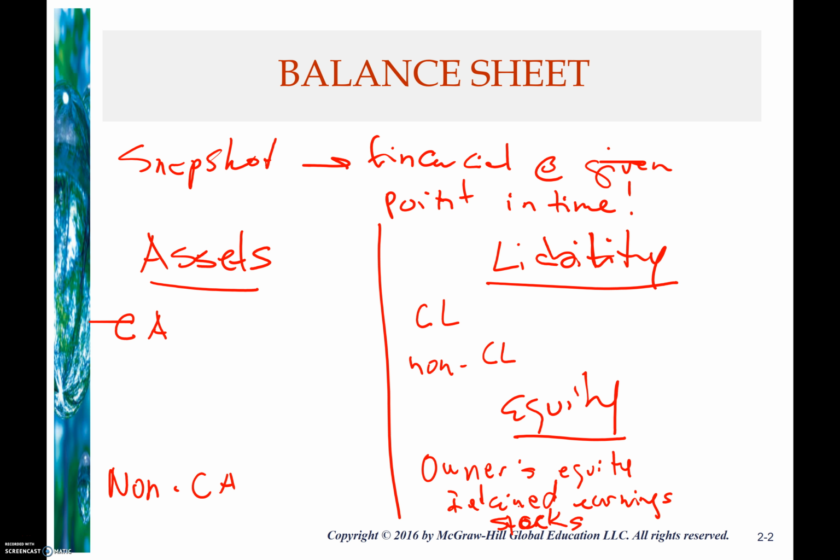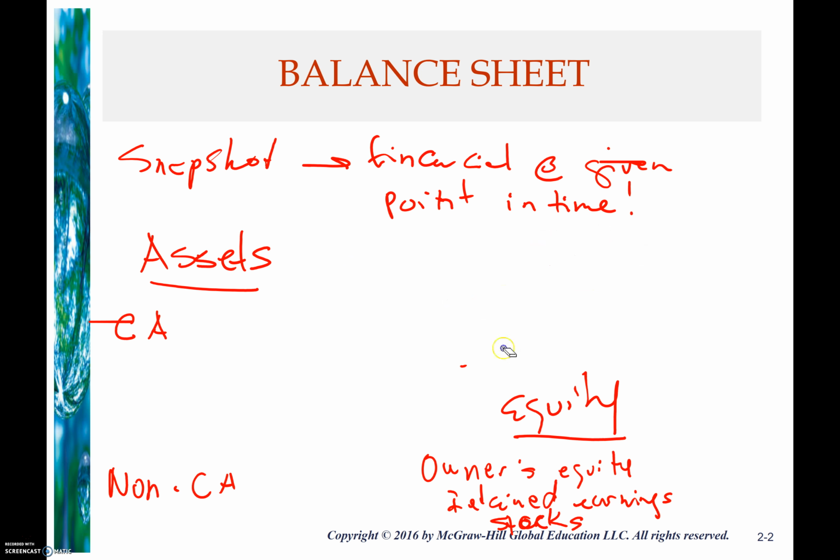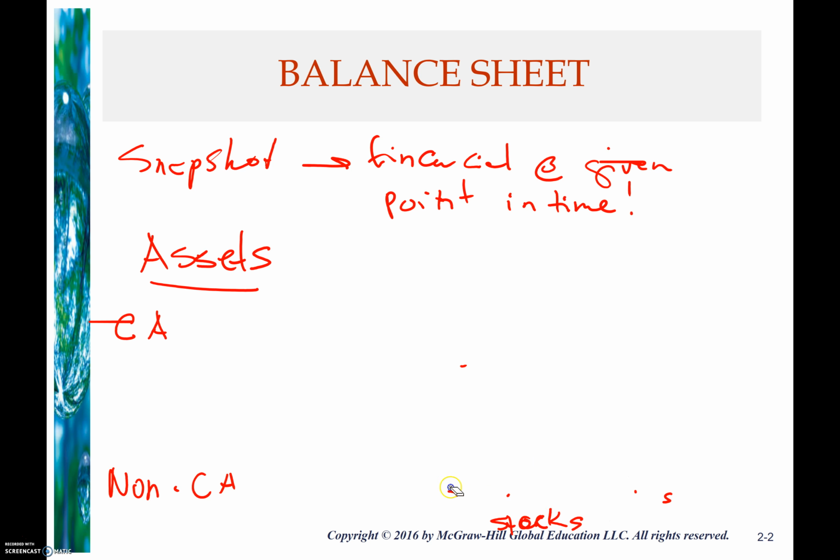All right. Excuse my handwriting. So let's go back and talk a little bit about the assets. Give me some time to erase all of that. All right. Let's talk about the assets for a minute. So there are two sections within the assets within a balance sheet.